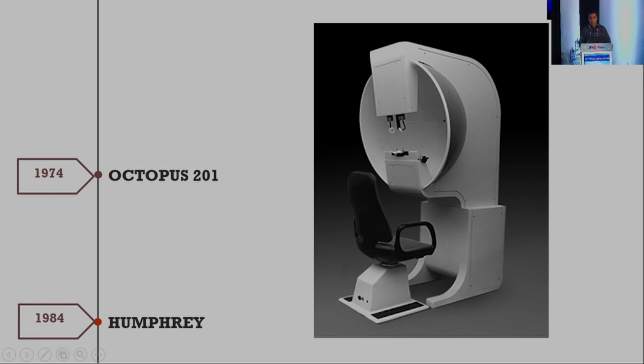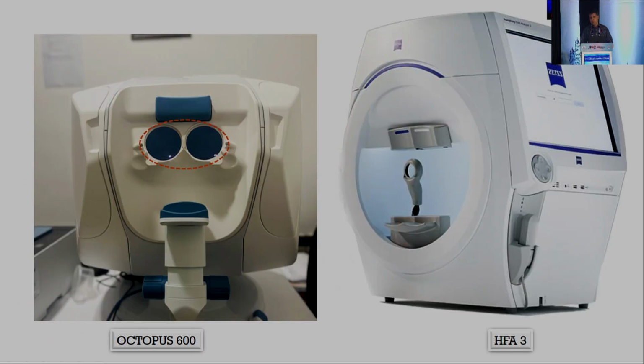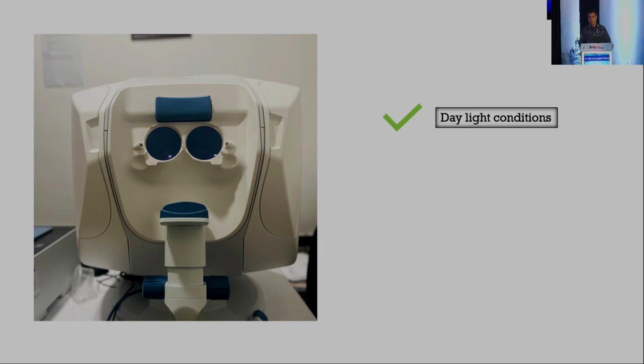The Humphrey came almost a decade later. The most widely used model of Octopus is the Octopus 600, which is on the left of your screen there. You can see that it's not a cupola-based perimeter like the Humphrey. This is a screen-based perimeter where the patient looks into a screen through those rings which I have marked in the photograph. Now, from the machine perspective, there are some advantages, like this can be operated under daylight conditions, and that it's a silent perimeter, it doesn't have the motors of the Humphrey, which can be distracting for some patients.